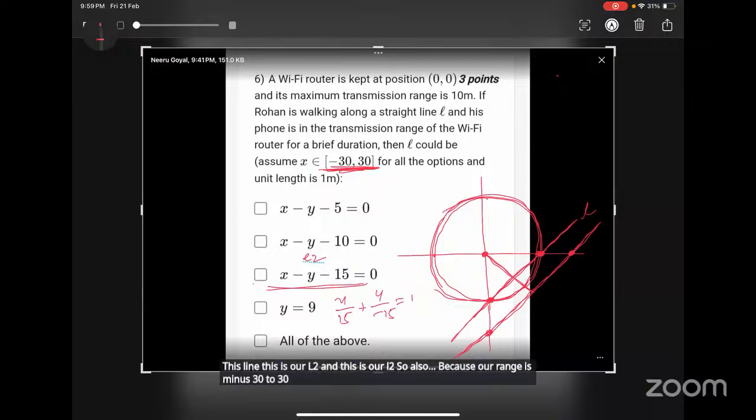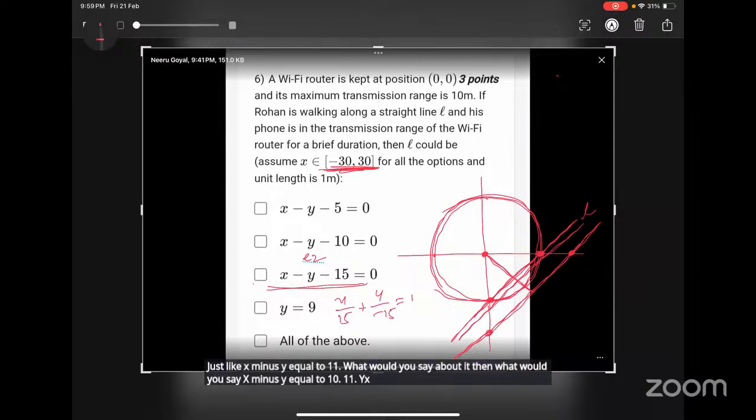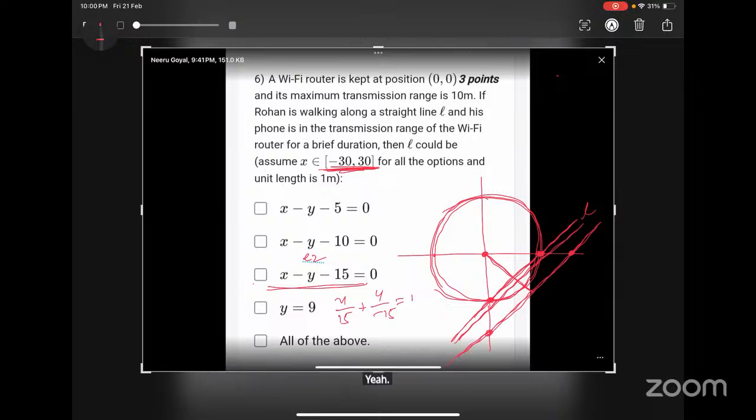Ma'am, just a bit. You took the line x minus y equal to 10 now. Suppose I take x minus y equal to 11. What would you say about it? Then what would you predict? That line will cut the circle or not? Yeah, that line will cut the circle. Definitely it will cut the circle. How did you decide, ma'am? We can see it from the picture. Also you can check the intersection.